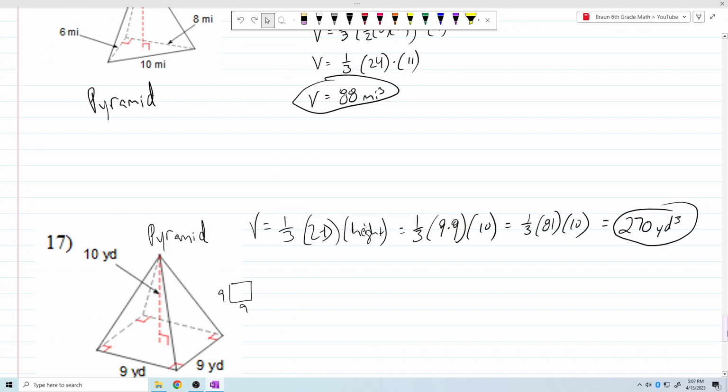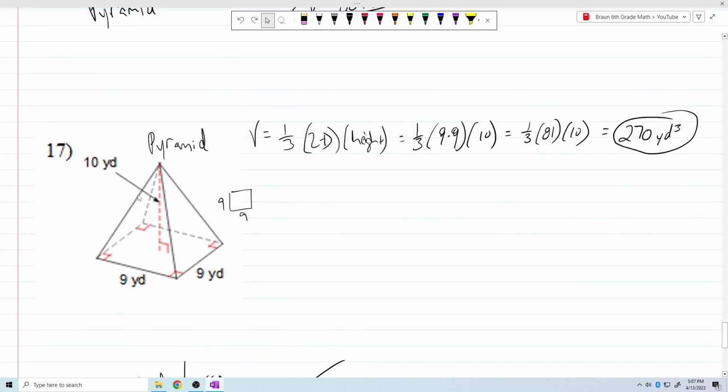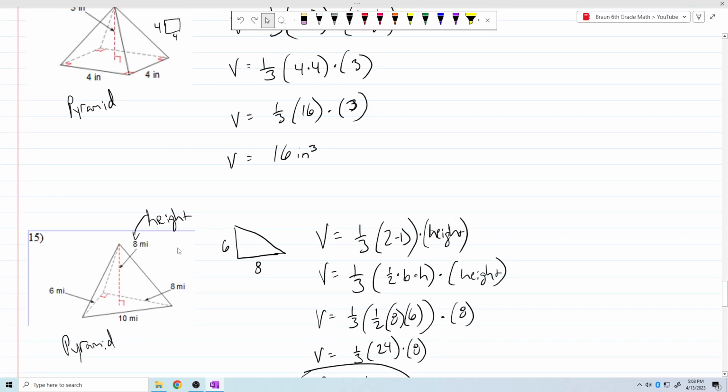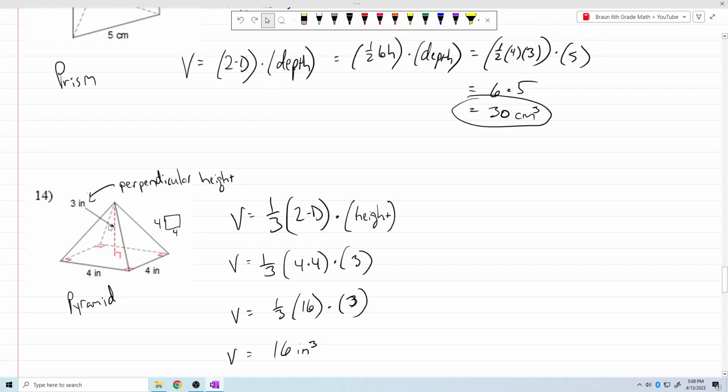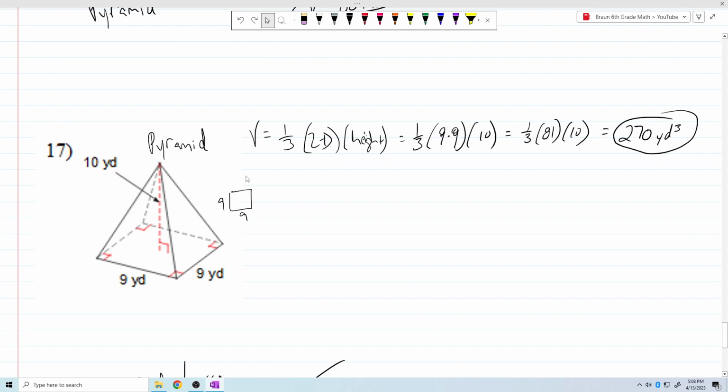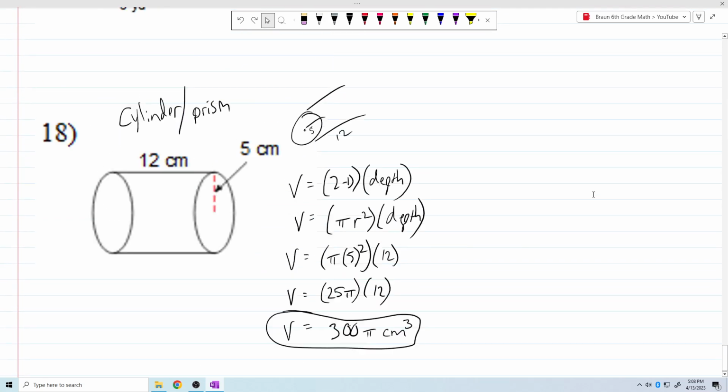Square pyramid, very similar to before. I think I did one, right? Yeah, here it is, square pyramid, same thing. Dissect the diagram, 9 by 9 base, 10 height, plug and chug, 270 you get at the end.